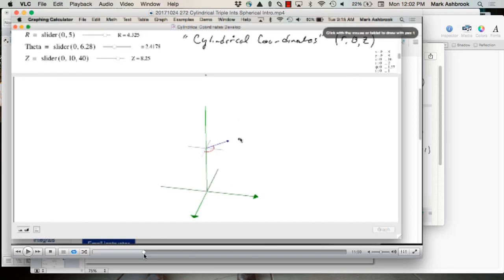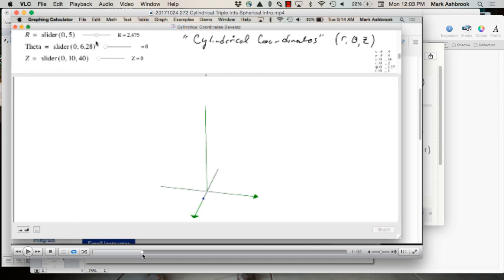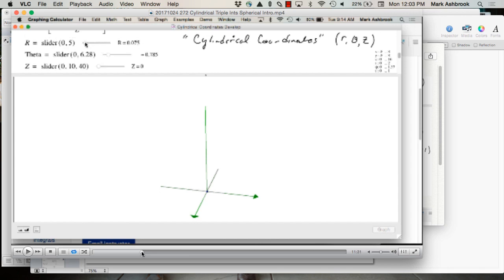So r is supposed to come out. Anyway. So r in the xy plane is the distance from the pole, right? In the xy plane. Okay? And so here I'm showing r increasing there, right?